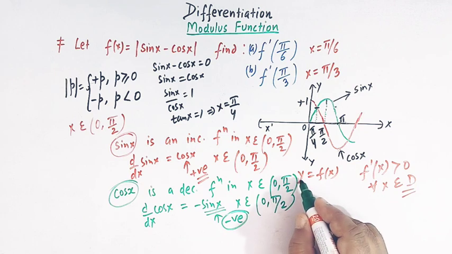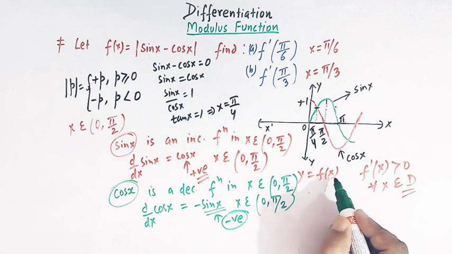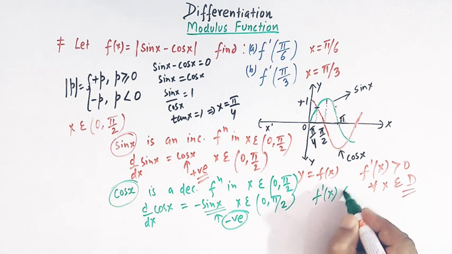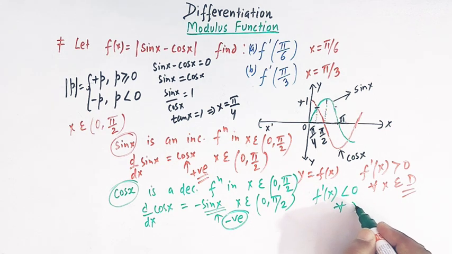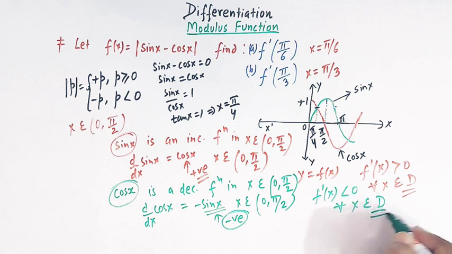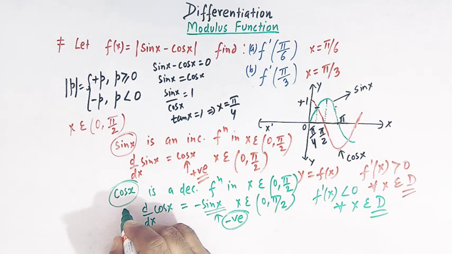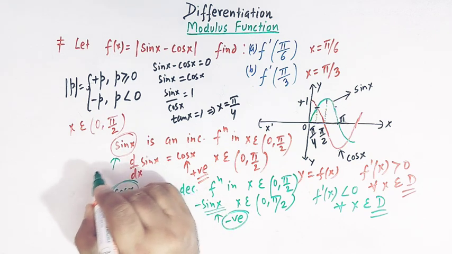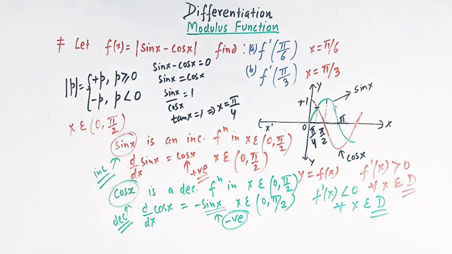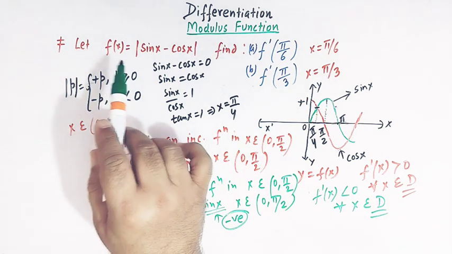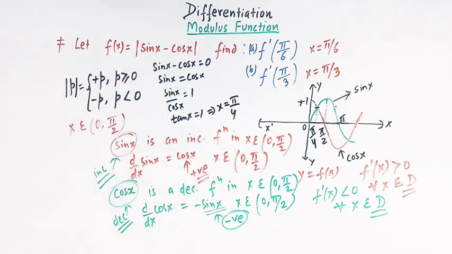Because we know that if we have a function y is equal to f of x, and if f prime of x is less than 0 for all x belonging to the domain, then the function is said to be decreasing function, right? So cosine function is decreasing function and sine x is increasing function, right? So these concepts are required whenever we deal with problems of this kind.